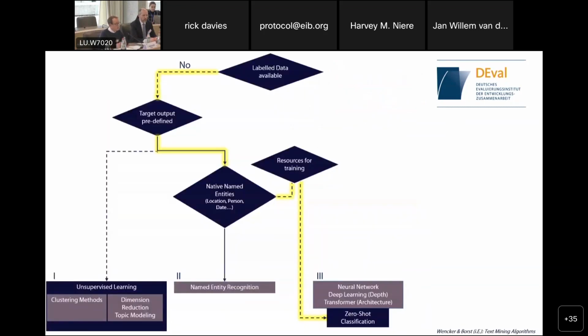Okay, so let's say you know what you're looking for. You're not looking for a named entity, and you don't have any resources for training. So this is probably quite often the case. And then what you can come up with is so-called zero-shot classification.